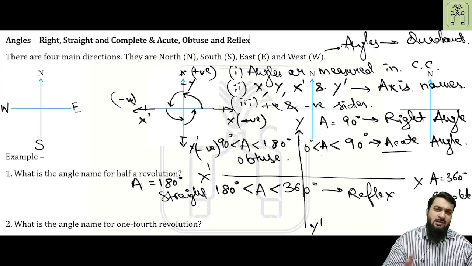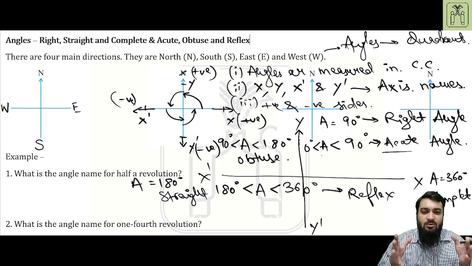Okay, so pause the video and write these things down, so that we can understand the things which are to be understood one by one after you have written it down.